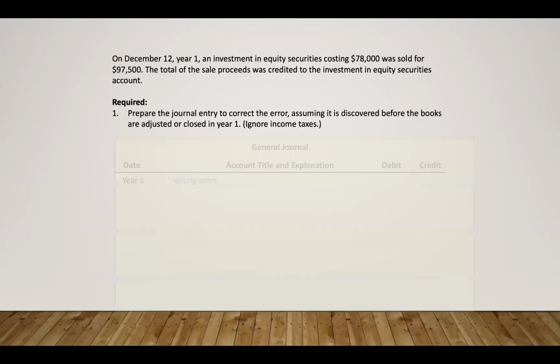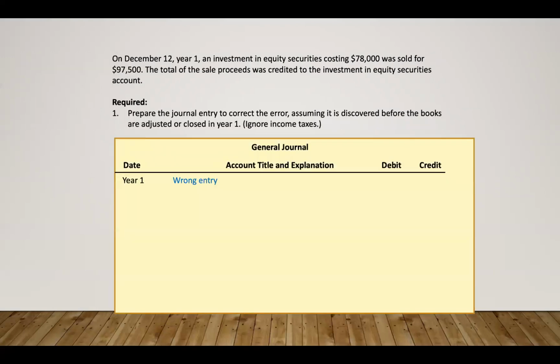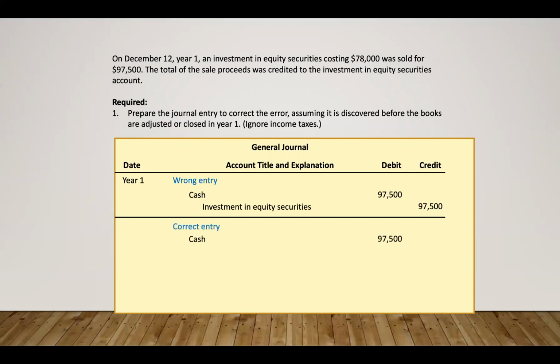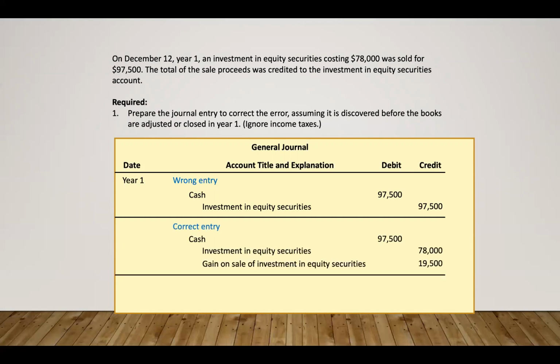So let's take a look at how we're going to fix it. So case number 1, to fix this, first we have to know what the wrong journal entry is. The wrong journal entry is you debit cash and credit the entire sales proceeds to investment in equity. This is a wrong journal entry. The correct journal entry should be you debit cash, but you split the sales proceeds into investment in equity securities and gains on sales.